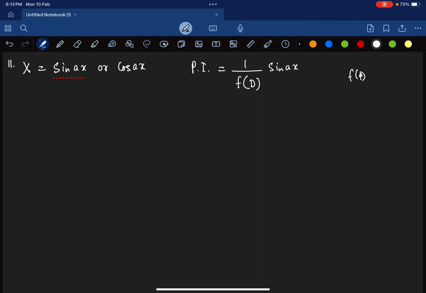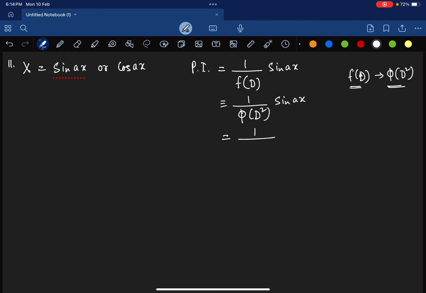Now your target will be to write f of d in terms of phi of d square. That means whatever function is given, we will try to convert it into a function of d square. Through questions it will become clearer. When we solve questions, you will get a more clear idea. So f of d you can write in terms of some function of d square, and that is equivalent to writing 1 by phi of d square sine ax. The same thing goes for cos as well.